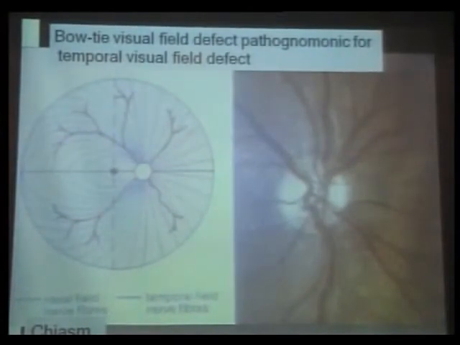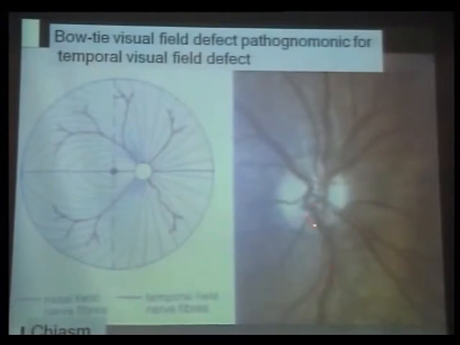All right, well, what else do we need to know about chiasmal processes? Well, what we need to know is that there's a fundus appearance that can help us with that. And that fundus appearance is called bow tie optic atrophy. And I'll tell you, if you don't look for it, you will truly never see it. It's one of those things that you have to really look very, very carefully for.